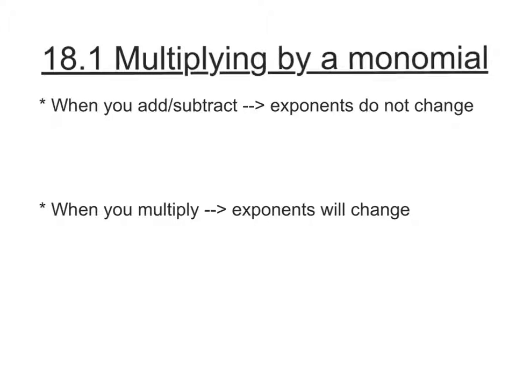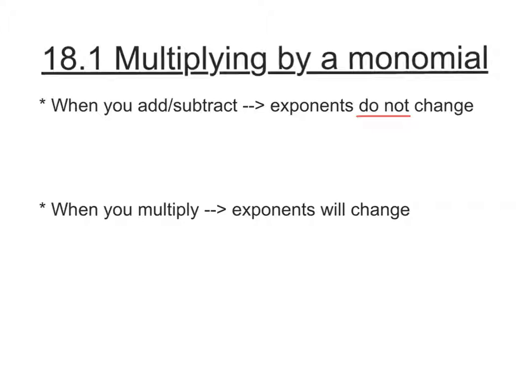So in our lesson today, we're going to multiply monomials and polynomials instead of adding or subtracting. That's what we did in class. So just a reminder, when you add or subtract, the exponents do not change. These are the only two notes for today other than examples, but they are very important.